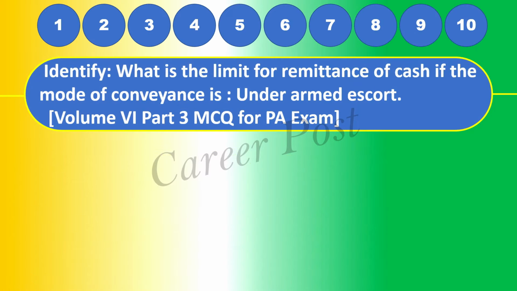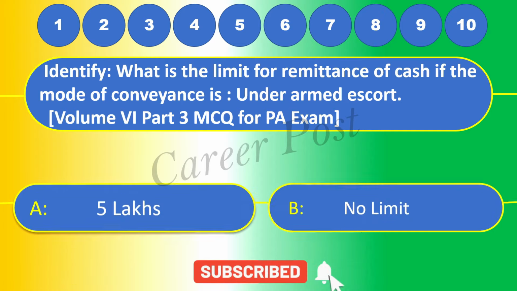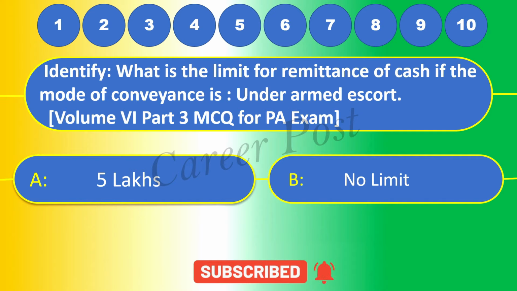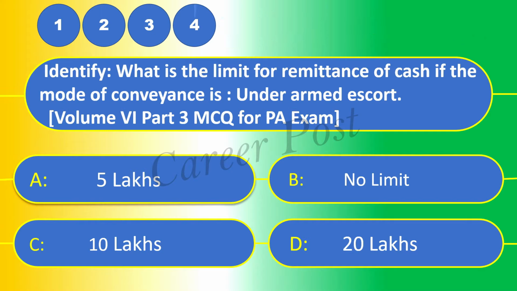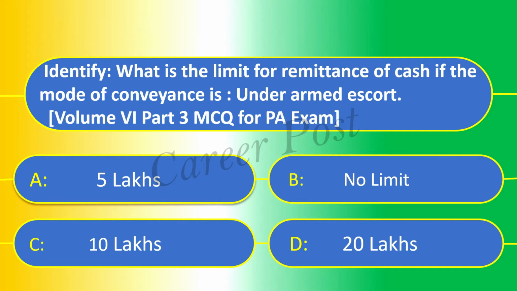Next question. What is the limit for remittance of cash if the mode of conveyance is under armed escort? You have seen this now already. Volume 6 Part 3, MCQs for PA examination. A is 5 lakhs, B is no limit, C is 10 lakhs, D is 20 lakhs. Your time starts now. Post your answer in the comment section. Even if you are seeing this video for the second time, just post your answer in the comment section. That will enable you to prepare for the examination well.